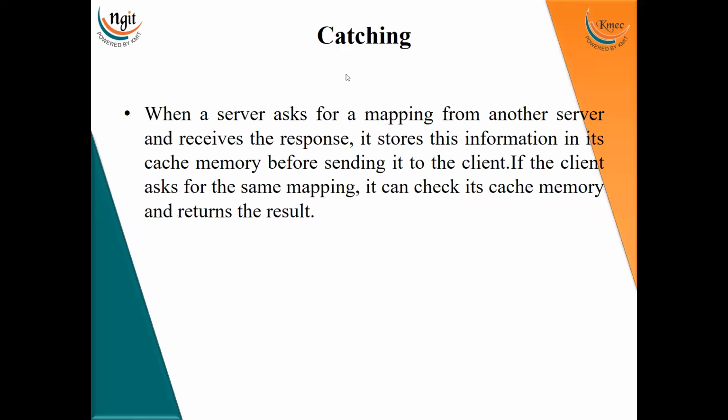Now, what is meant by caching? When a server asks for a mapping from another server, it receives the reply and stores this information in its cache memory before sending it to the client. If the client asks for the same message again, it can check its cache memory and return the result.